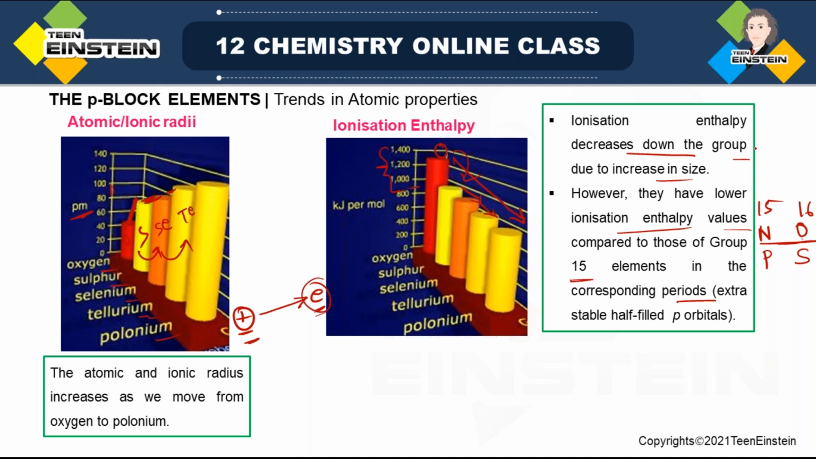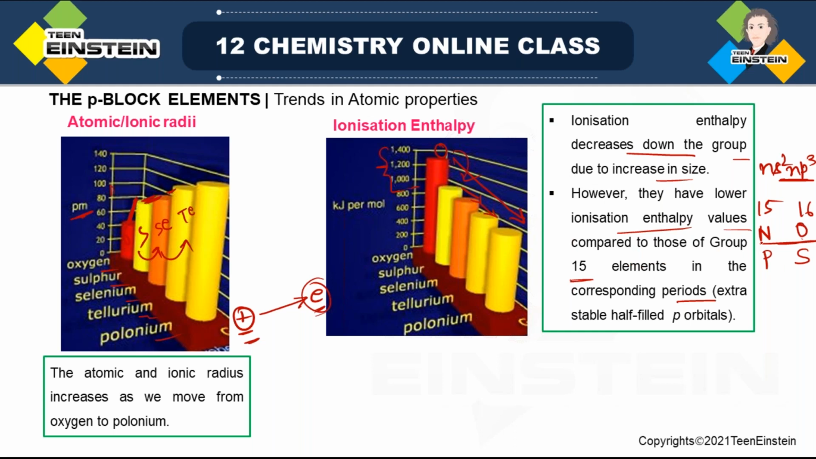Because in case of group 15, the configuration is ns2 np3. So this is half-filled stable configuration, and to break this configuration it is a difficult process. But in case of group 16, it is ns2 np4. That means if you remove one electron, you are reaching stable half-filled configuration, which is a facile process. So that is the reason they have lower ionization enthalpy.